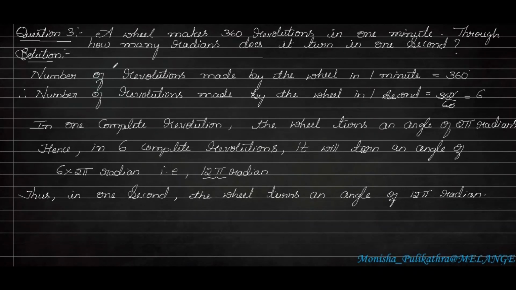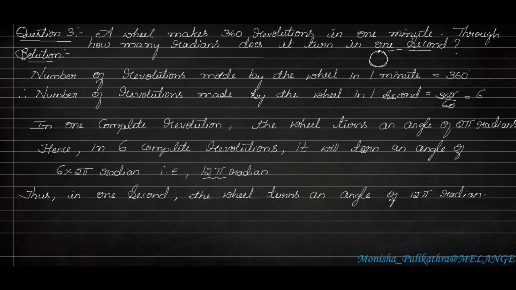Moving on to the third question. The third question is, a wheel makes 360 revolutions in 1 minute. Through how many radians does it turn in 1 second? 360 revolutions means 360 complete cycles in 1 minute. They are asking for radians in 1 second.